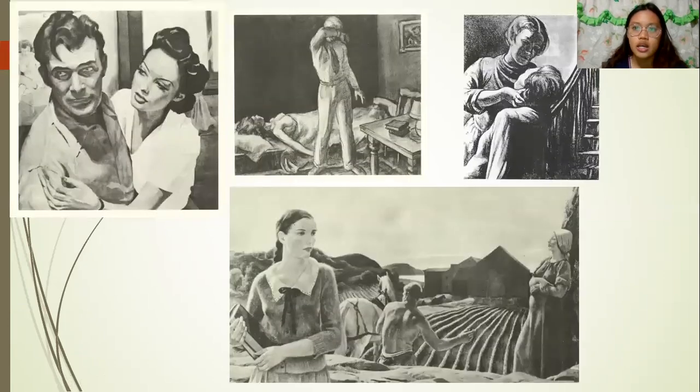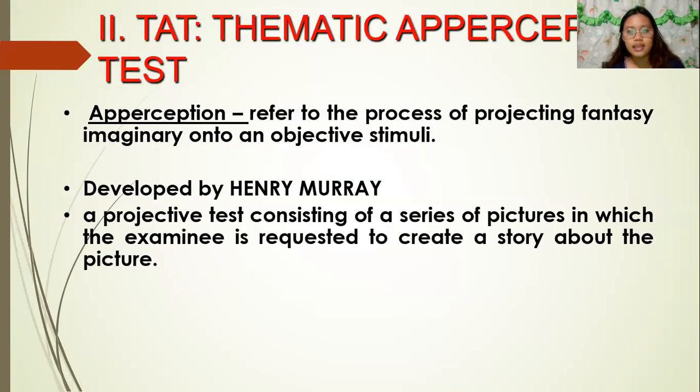So we now go to the second type of projective test. Looking at the examples presented, this is very different from the Rorschach, wherein in these pictures there are really characters, real objects being shown. So what is this type of test? It is called the TAT, or thematic apperception test.